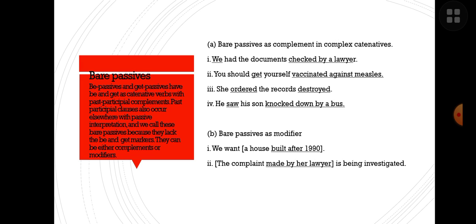Bare passive as complement in a complex catenative. We had the document checked by a lawyer. You should get yourself vaccinated against measles. She ordered the record destroyed. He saw his son knocked down by a bus. Bare passive as modifier. We rented a houseboat built after 1990. The complaint made by her lawyer is being investigated.